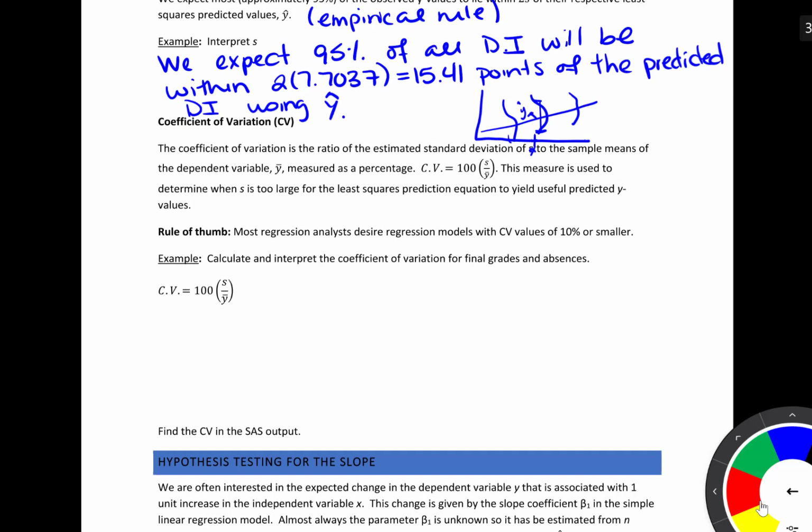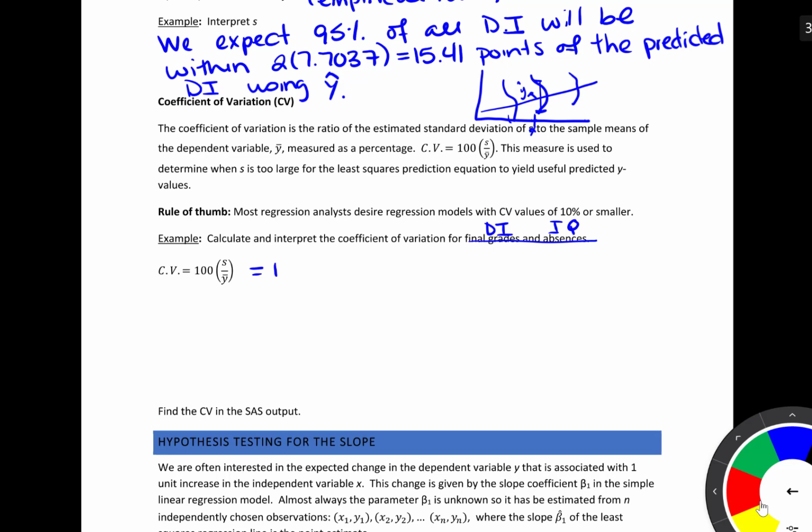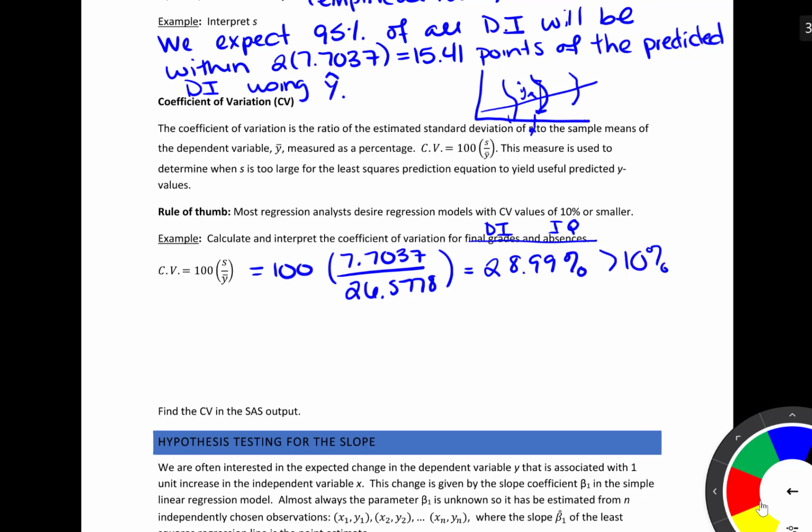And so we can calculate that coefficient of variation, this should say for the DI and IQ example. So here we have that would be equal to 100 times S, which was equal to 7.7037, divided by y bar from the previous page, which was 26.5778, and that is equal to 28.99%. Notice this is greater than 10%, so this model may not be useful. And again, it's because we just have too much variability.